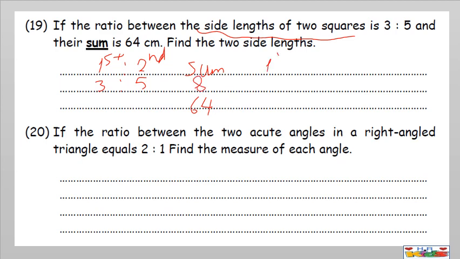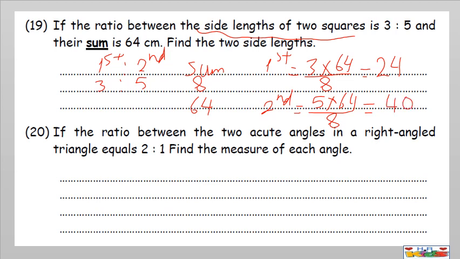So let's find the first: it equals 3 by 64 divided by 8, and the second will be 5 by 64 divided by 8. Then we'll start to find the answer. 64 divided by 8 equals 8. So 8 by 3 equals 24, and 8 by 5 equals 40.